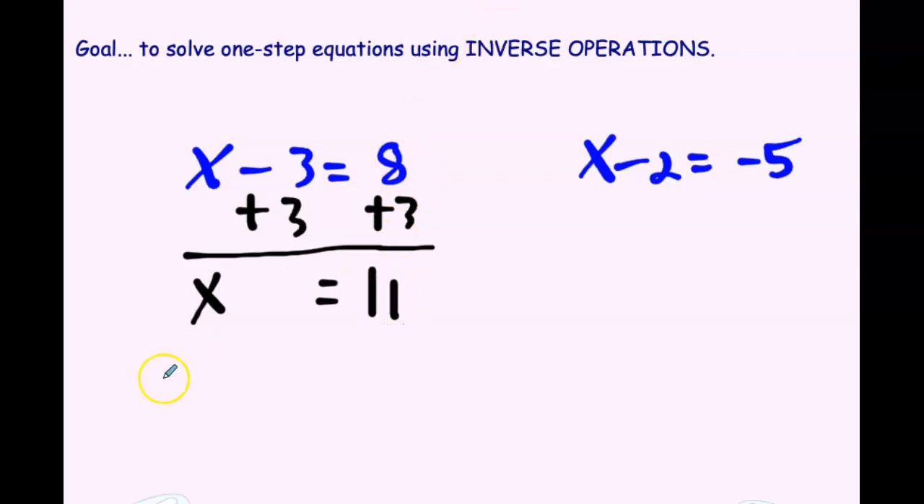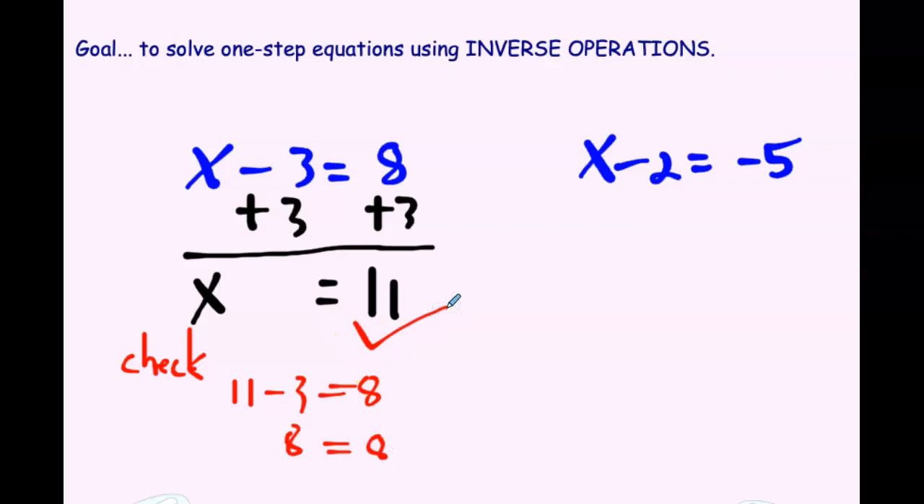If you want to check if you got that right, we'll go back to the original problem, x minus 3. So we know that x is 11 at this point: 11 minus 3 equals 8. That gives you 8. So now we know that 11 is the correct answer because 8 equals 8 when we check. Next one.